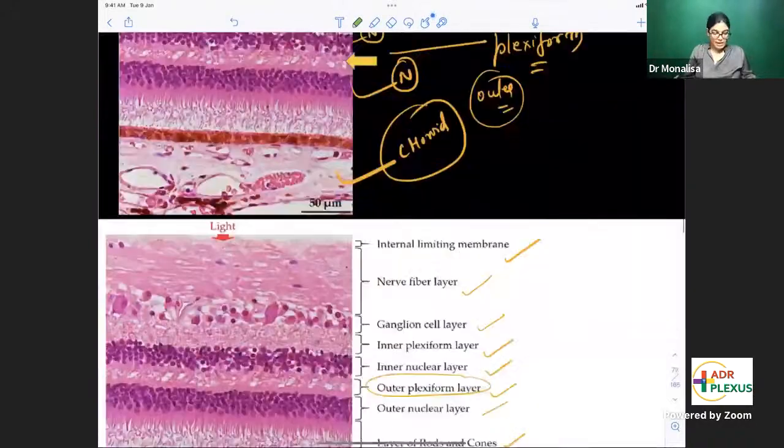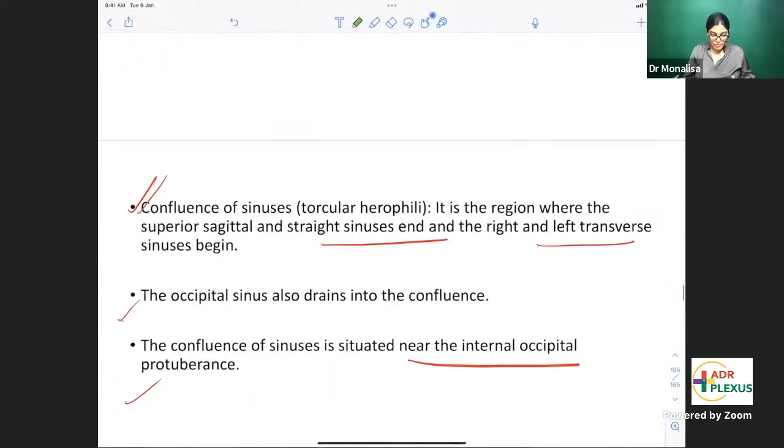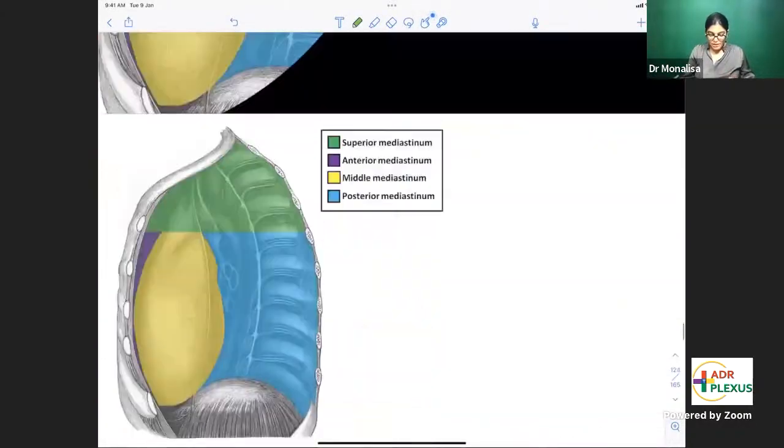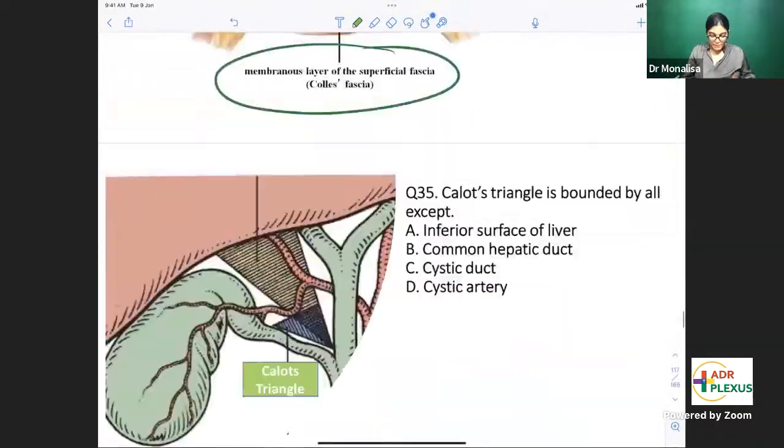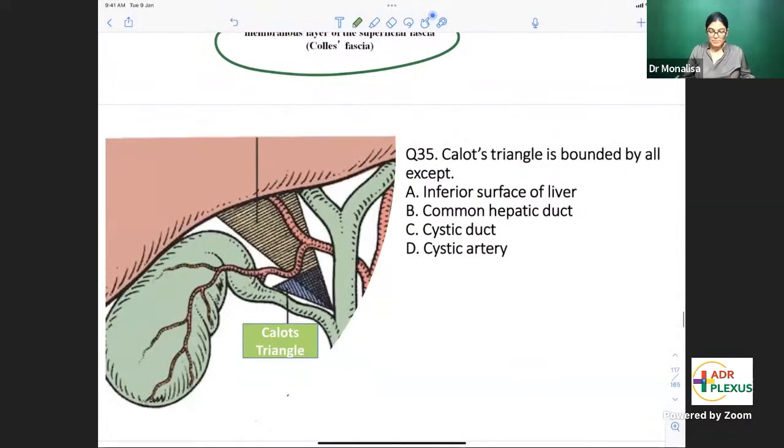So let's move on to the next MCQ. Where were we? I think we were in the question number, yeah. So we were in the question number 35.